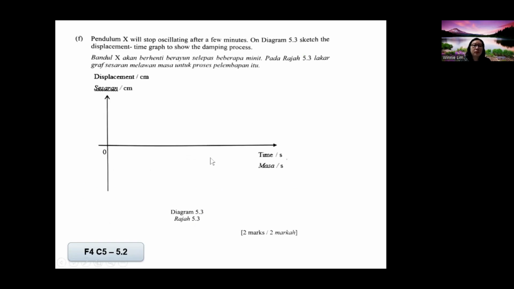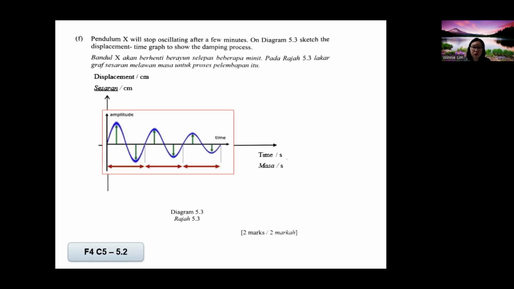Next, pendulum X will stop oscillating after a few minutes. So on diagram 5.3, sketch the displacement-time graph to show the damping process. Damping means what? The decrease in amplitude due to loss of energy through friction. So you will have this shape. When you draw the graph, your amplitude is getting smaller and smaller.